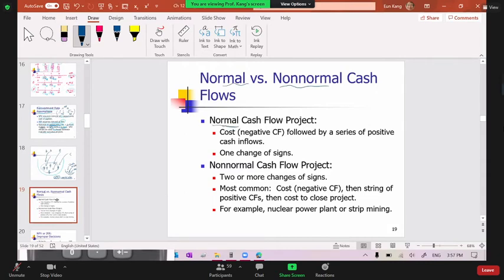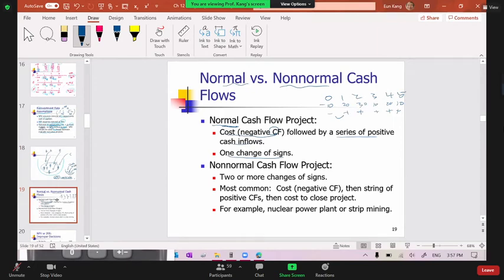So a normal cash flow project is that cost is negative cash flow, followed by a series of positive cash flows. One change of sign. So 0, 1, 2, 3, 4, 5. Then you have minus 10 invest. Then you have 20, 30, 10, 20, 10, like this. Then cash flow sign is negative, right? But all positive like this. Then only one sign change, right?